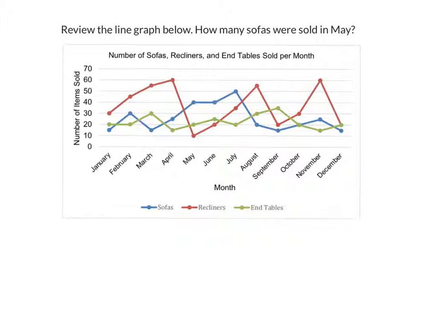We have a red line, which represents the amount of recliners. We have the green line, which represents the amount of end tables sold. And we have the blue line, which represents the amount of sofas sold. We're asked to find the number of sofas sold in May. So first, we want to identify May, or the values that correspond to May. So here's May, and that means that these 3 dots directly above May correspond to that month.